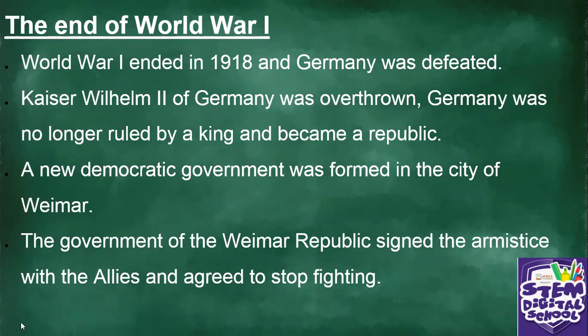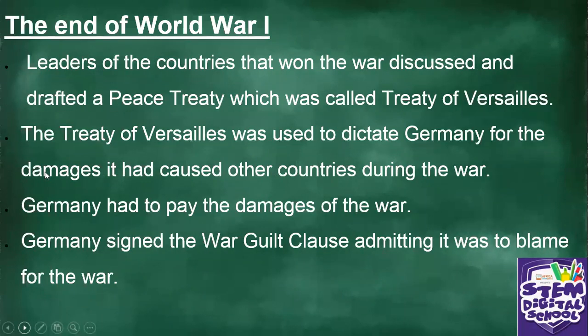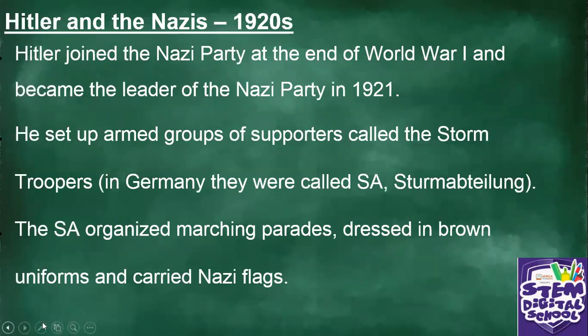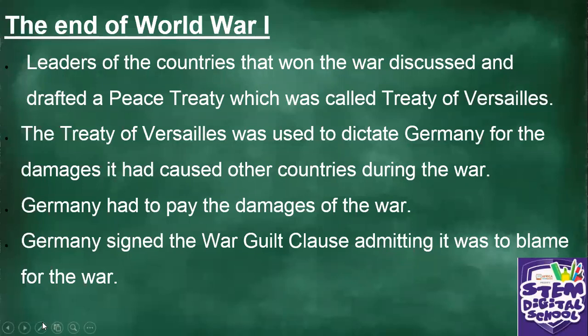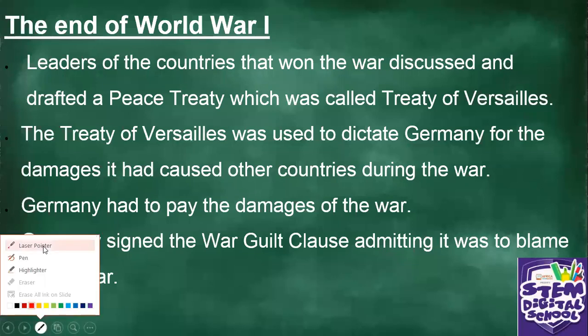And then what happened? That was the end of World War I. Leaders of the countries that won the war discussed and drafted a peace treaty, which was called the Treaty of Versailles. So always remember about the Treaty of Versailles. It's very important in this topic, okay? You should be able to explain the peace treaty of Versailles.